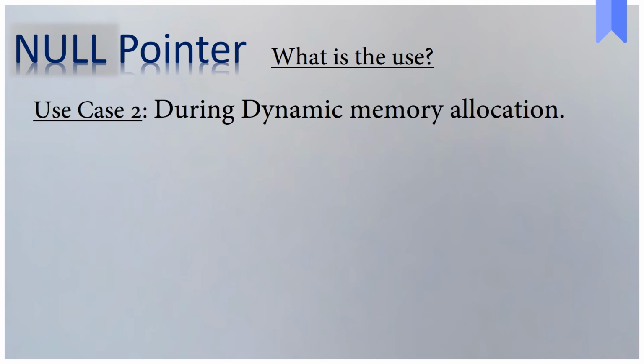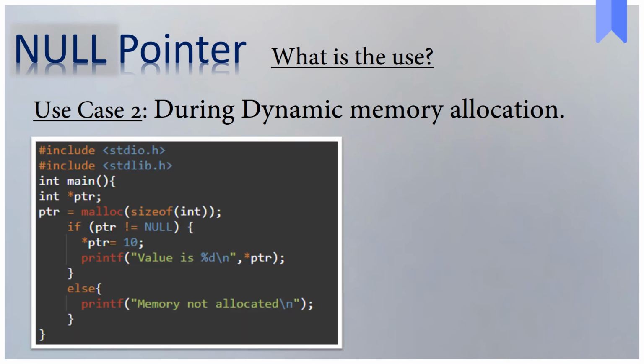Null pointer is also used during dynamic memory allocation. If we take an example of malloc, for some reason if malloc is not able to allocate the required memory, it will return null. It is always recommended to do a validity check for the pointer returned from malloc function before dereferencing it.